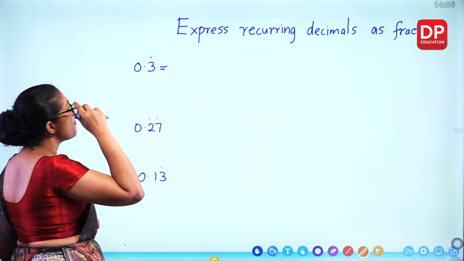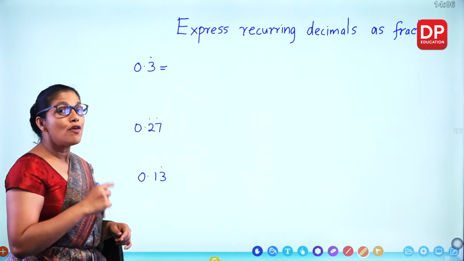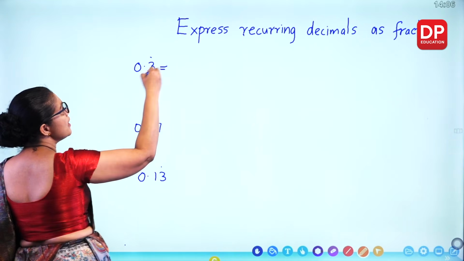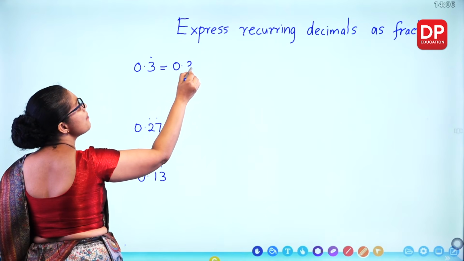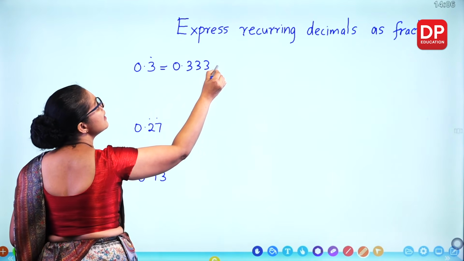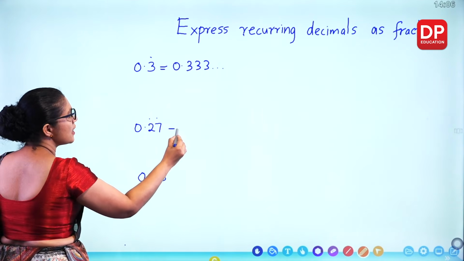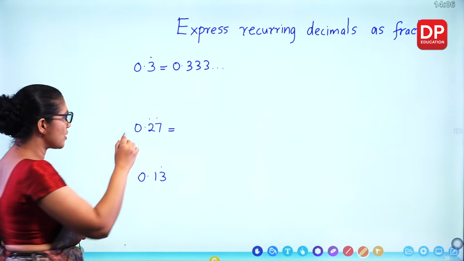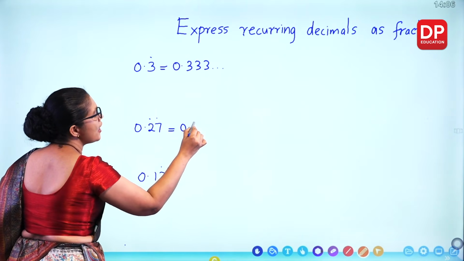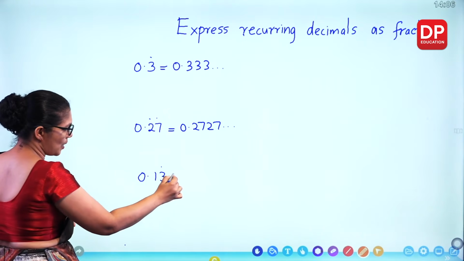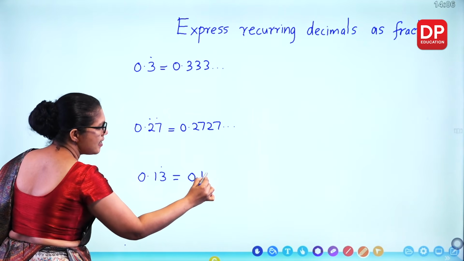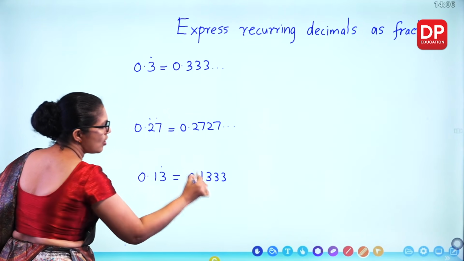So I'll teach you a method. You need to follow the instructions. So we'll first see what this number is. This is only 3 repeating. 3, 3, 3. So what about this one? 0.27, both dots are there. That means 0.2727 like that. So what about this one? 0.1, only 3 repeating, not 1.